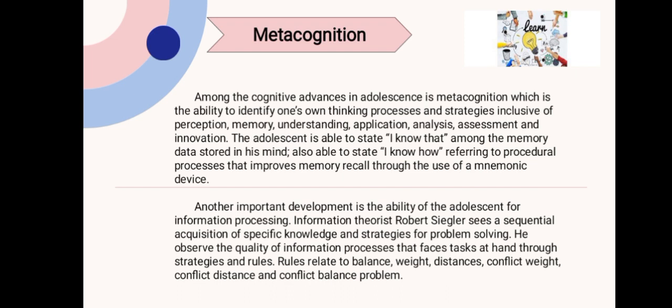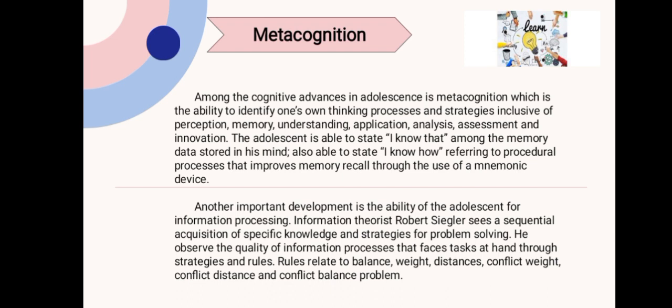Metacognition. Among the cognitive advances in adolescence is metacognition, which is the ability to identify one's own thinking processes and strategies inclusive of perception, memory, understanding, application, analysis, assessment, and innovation. The adolescent is able to state, "I know that," among the memory data stored in his mind. Also able to state, "I know how," referring to procedural processes that improve memory recall through the use of a mnemonic device.